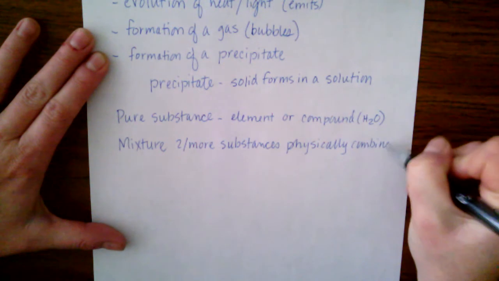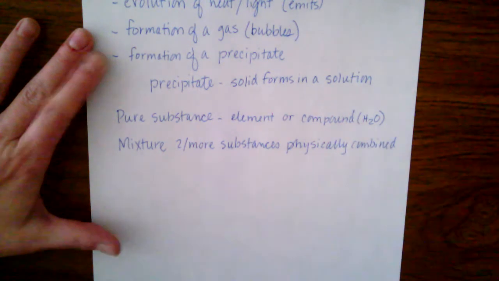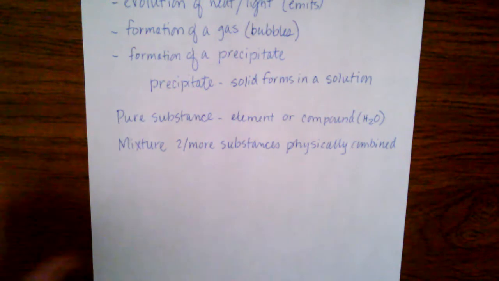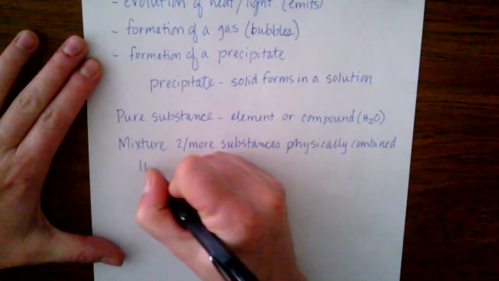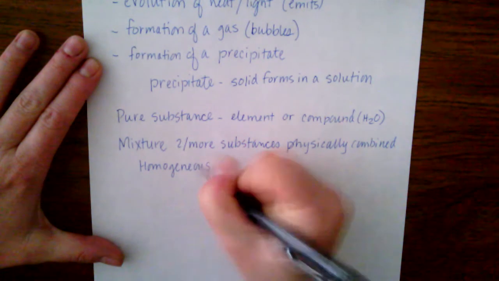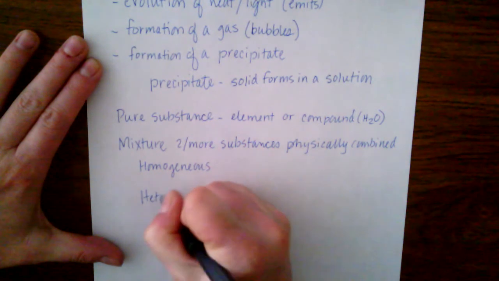So remember I told you that like compounds are chemically combined. Elements are chemically combined. You can't really separate them out easily. Mixtures you can separate out easier. So you have two or more substances physically combined. That means you just mix them up together. The mixture can be homogeneous or heterogeneous.